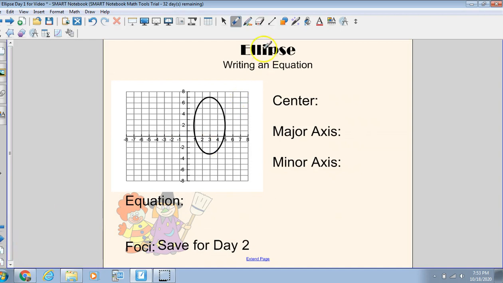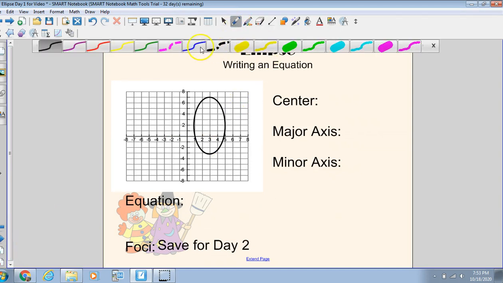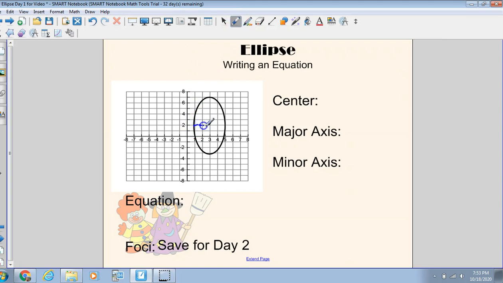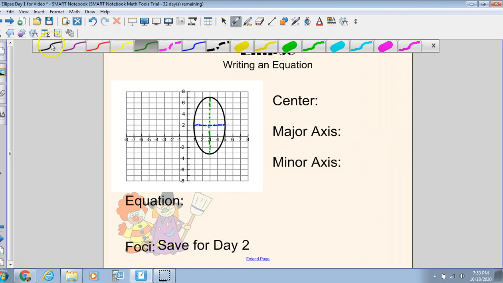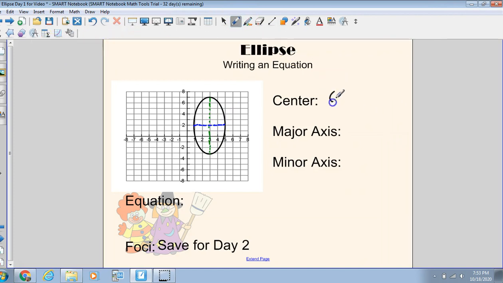Okay, let's try another one. This one is a vertical ellipse. I'm going to just draw in my axes again. Horizontal is my minor axis here, and vertical is my major axis. The center is at the point (3, 2). The major axis is vertical, and that a value is 1, 2, 3, 4, 5. And our minor axis is horizontal, and our b value is 2.